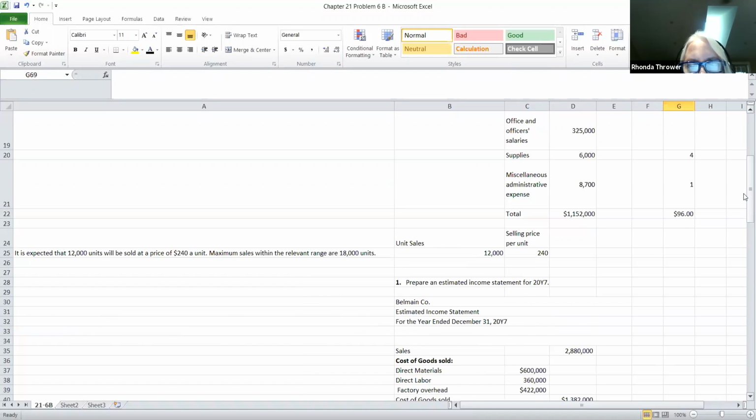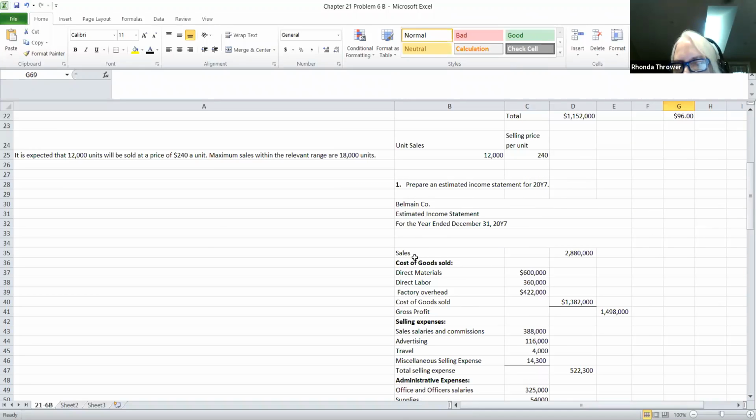The first thing they wanted us to do was to prepare an estimated income statement for 20Y7. And this is the heading for this income statement. The income statement is going to be like any other income statement that you prepared. You're going to start with your revenue. And so what you have to do is determine how much revenue there would be for this company. Since they gave us the unit sales and the selling price, if you just multiply the two of these together, it will give you $2,880,000.